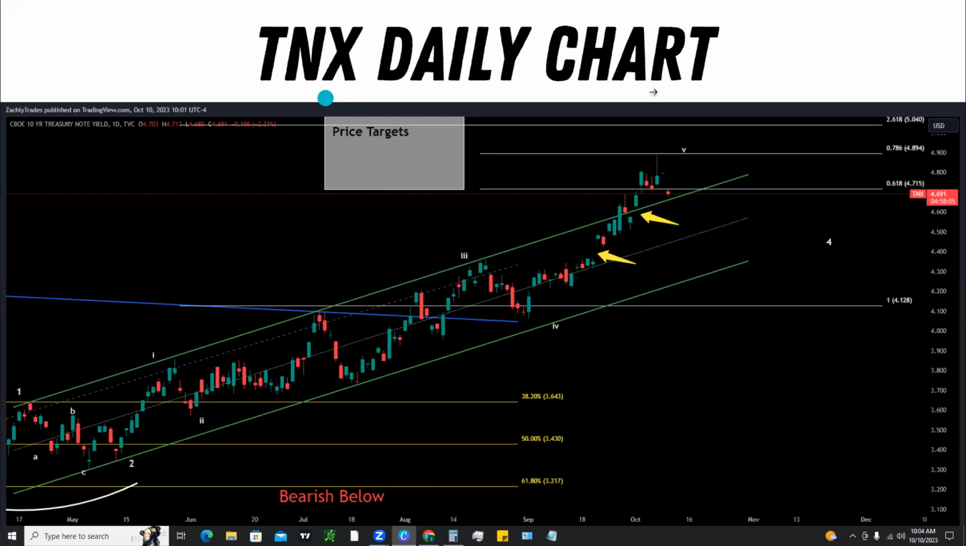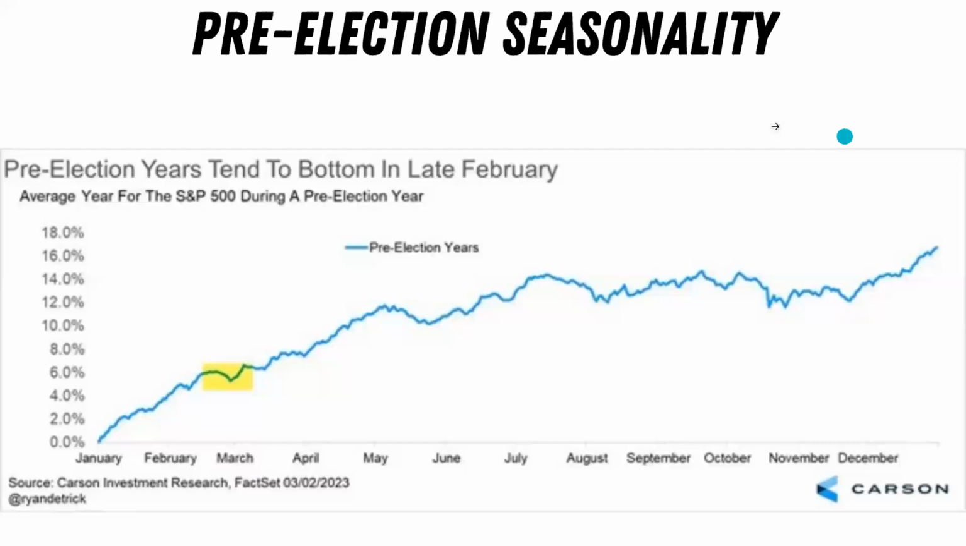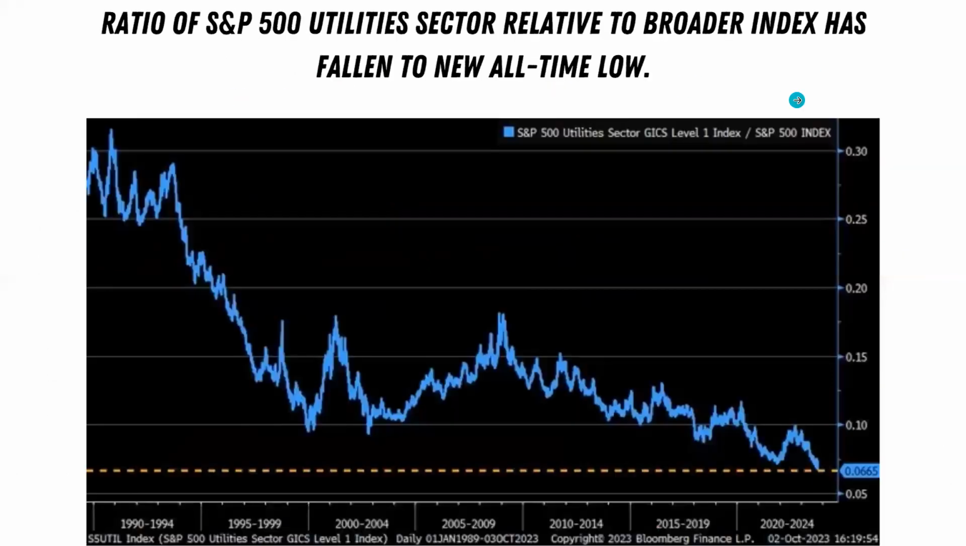We're going to talk about treasury yields. We're also going to talk about TLT, of course, and there's a big reason we have to talk about these, mostly due to the situation in Israel and Palestine, and the Gaza Strip and everything. We'll talk about that more. We're also going to talk about some pre-election seasonality.